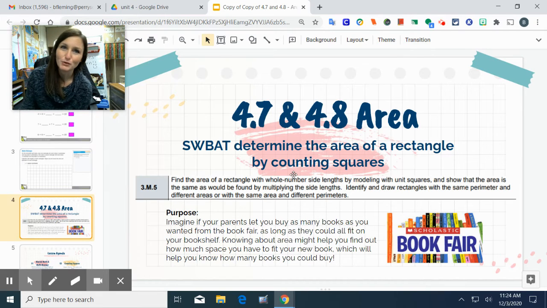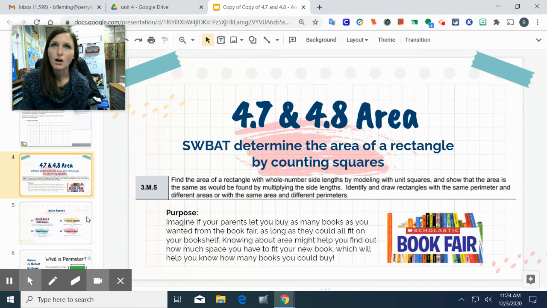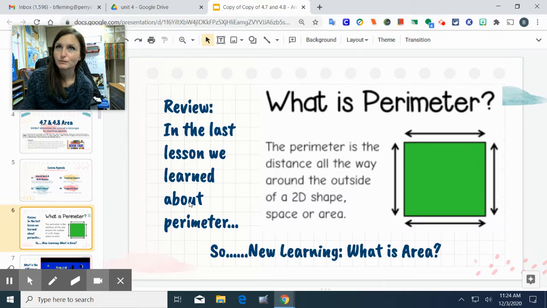So today, again, we're doing both these lessons, and in both of them, we're going to be determining the area of a rectangle by counting the squares. That's why we're combining these today, because I feel like you'll be able to do this together. This is part of our measurement standard. So last time we learned about perimeter, and remember, the perimeter is the outside.